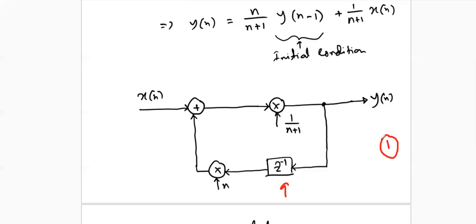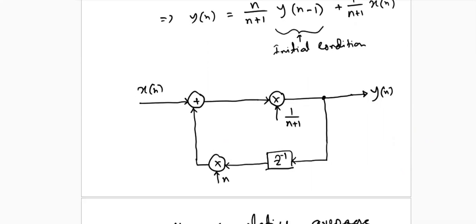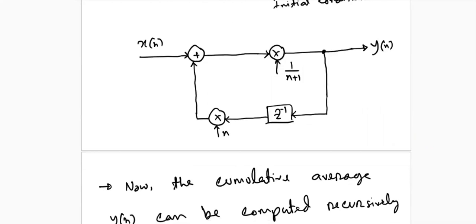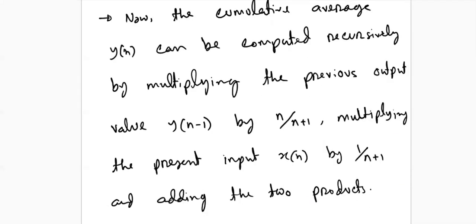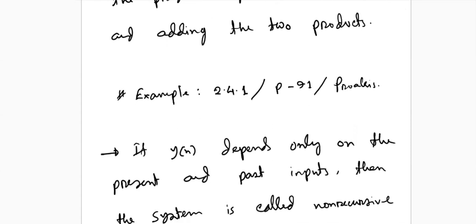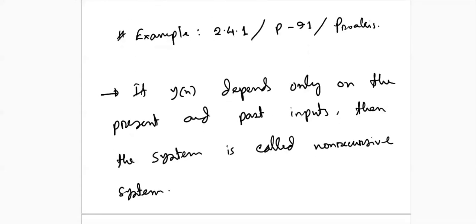How many multipliers do you need? You need two multipliers. How many adders do you need? You need one adder. And that is very precise and very simple from the implementation point of view. And that is an example of how this recursive system helps us to implement a very complex system from the memory location point of view into a simple structure which needs a very small number of memory locations. The examples are given in the book. Please go through that.